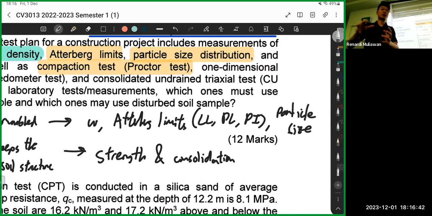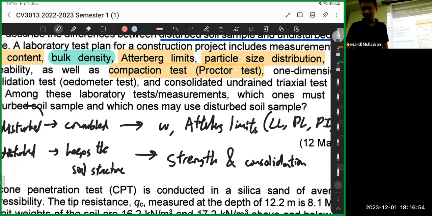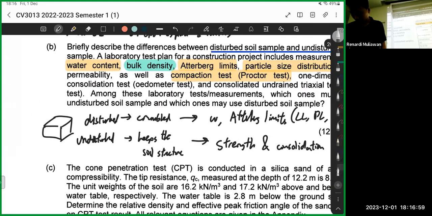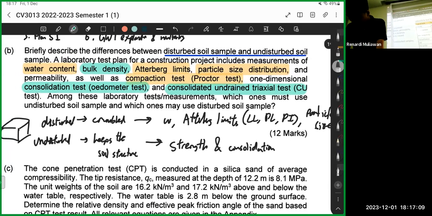Because particle size, right? It doesn't matter whether the soil has crumbled or not. This is the same material. If there's the same amount of fines, there's the same amount of sand. That's why you can put particle size under disturbed. Okay, then consolidation, this one are strength. So all of these are undisturbed. It's the best soil sample.